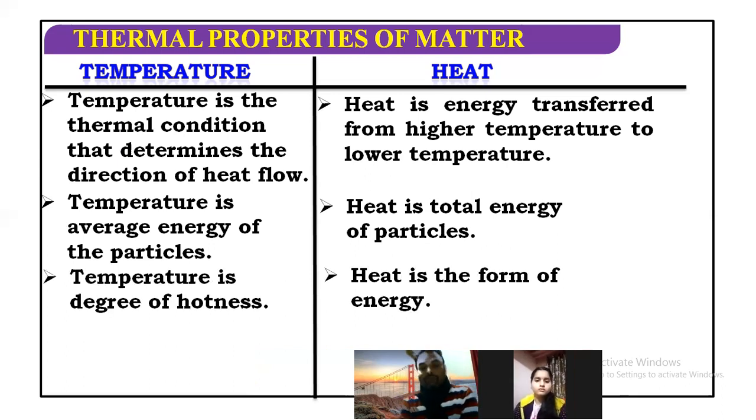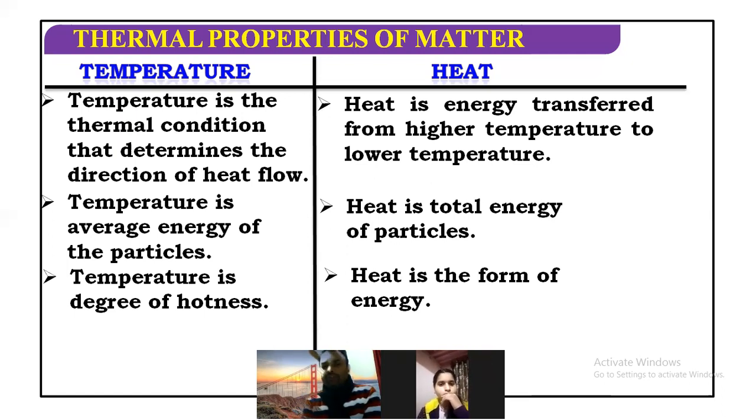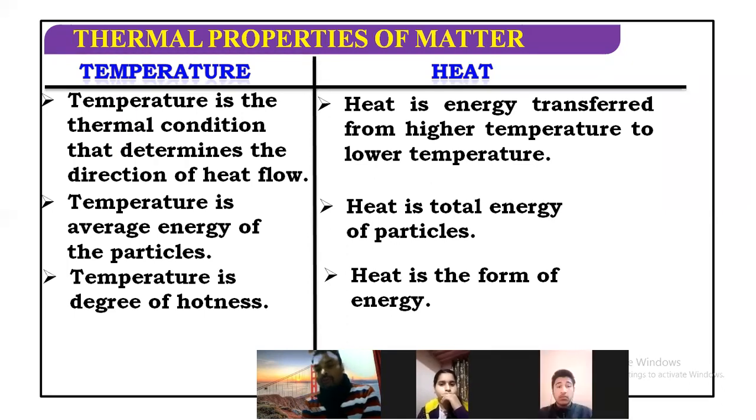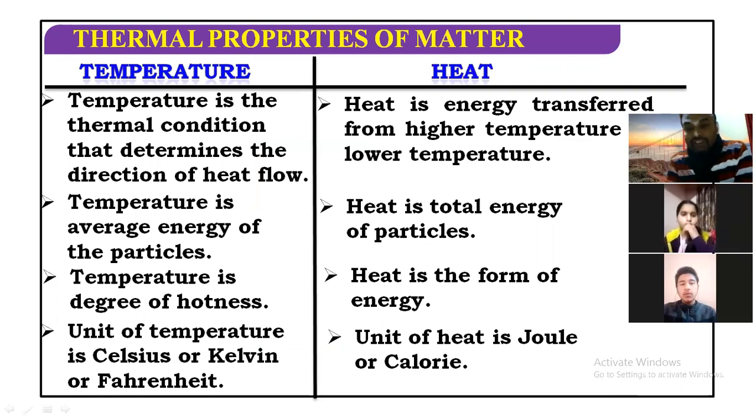Temperature is the degree of hotness, how hot the body is, or we can say how cold the body is. So temperature is the measure of hotness as well as coldness of a body. The degree of hotness or coldness of a body indicates the temperature of the body. But heat is a form of energy. It's only a form of energy, an energy flow from higher temperature to lower temperature. The units of temperature are Celsius, Kelvin, or Fahrenheit, and the unit of heat is joule or calories. So these are the major differences. There are many other differences between temperature and heat, but the main differences which we require are indicated over here.